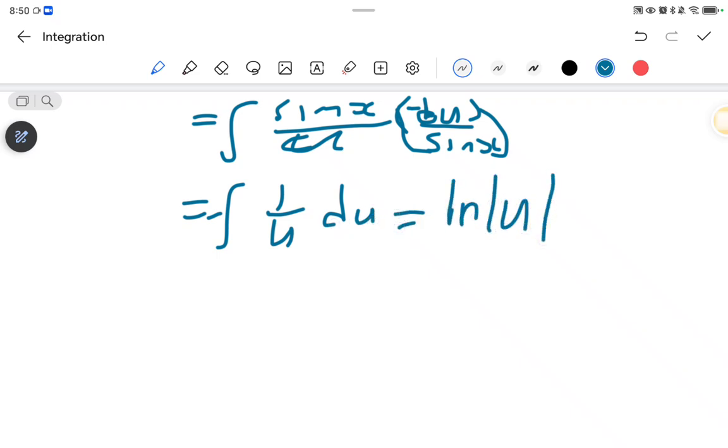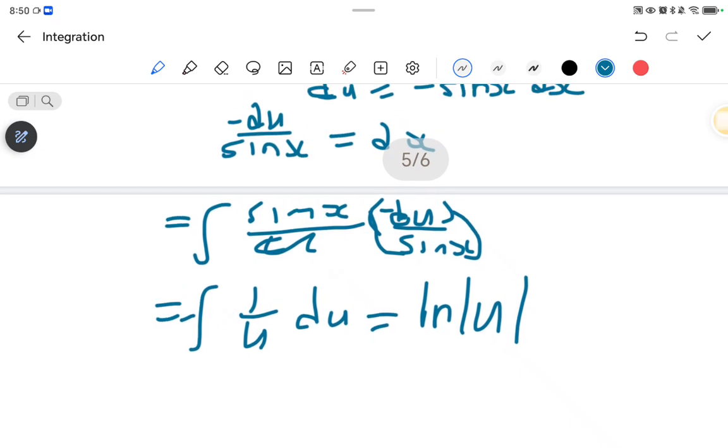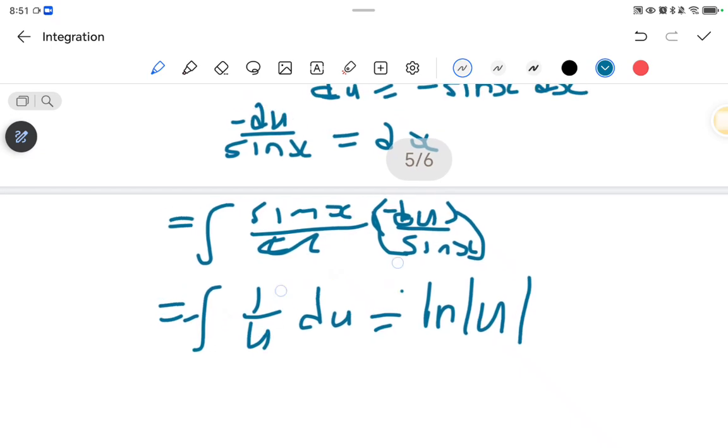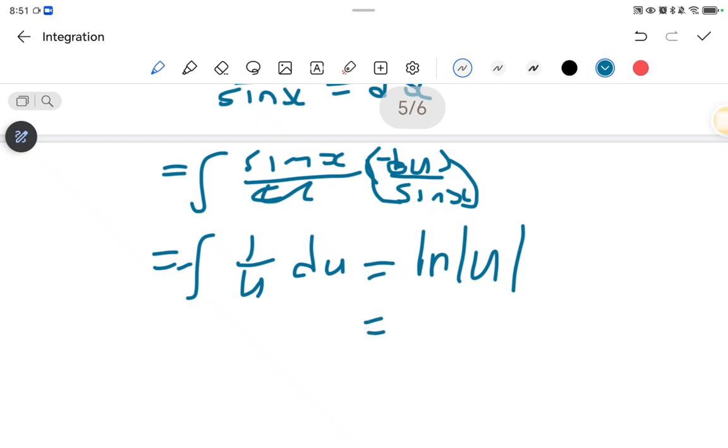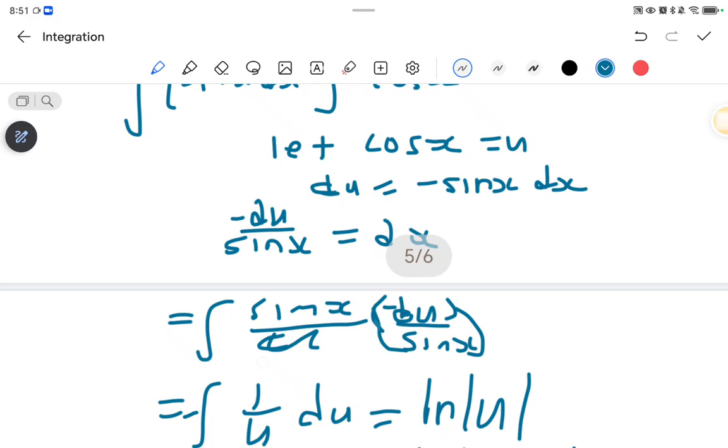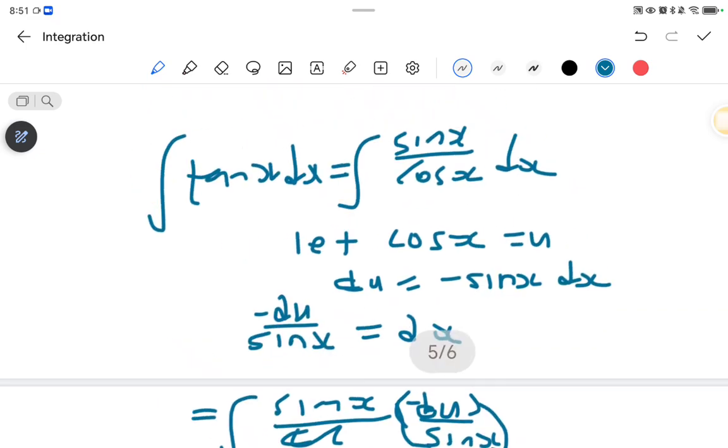You see right now? So this will be ln of u. So we know that ln of u is what? Ln of u will be ln of the cos of x plus c. Do you agree here? So this will be something like this.